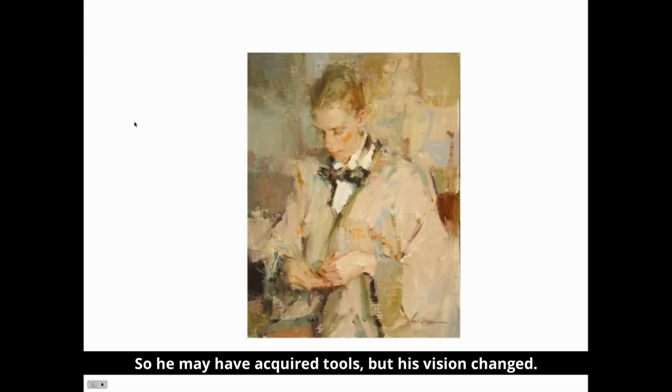So he may have acquired tools, but his vision changed. And as his vision of what he wanted to accomplish changed, then maybe the tools weren't adequate enough, or they needed to change. So here again, a lot of people like to say, boy, give me a set of rules, tell me how to do this, there must be some kind of secret. No, it's like life, we never really know what's around the corner, but we do know that it's going to change.